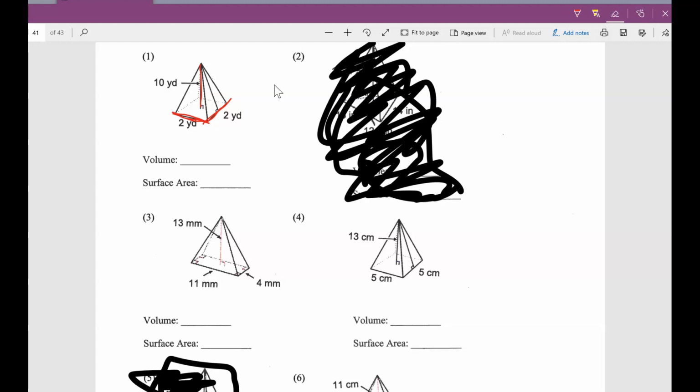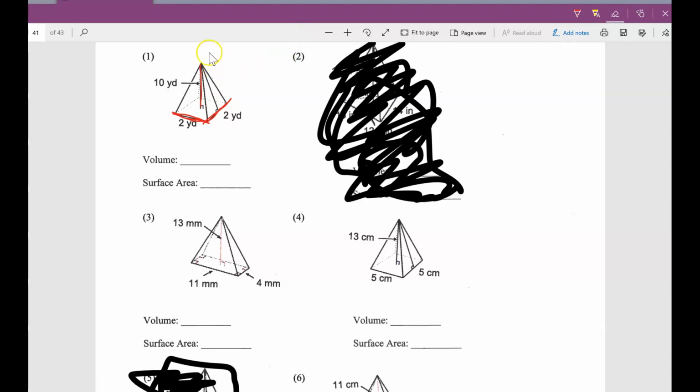So, we take our left to right measurement, our front to back measurement, our floor to ceiling measurement, and we take that answer, once we've multiplied them all together, we divide it by 3. That's going to be the volume of our pyramid.